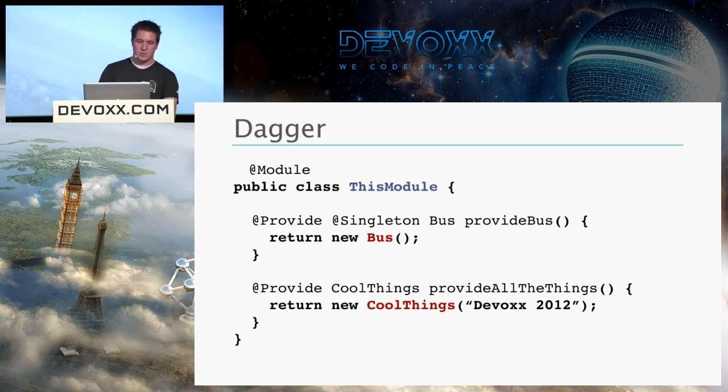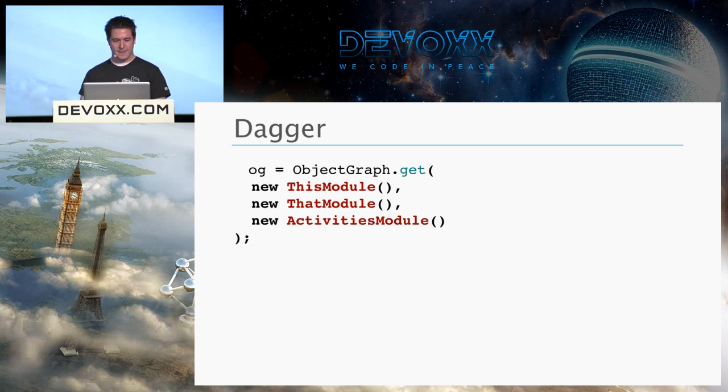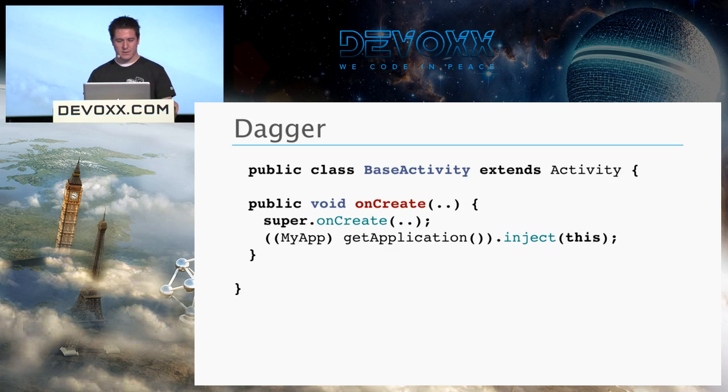If any of you have been exposed to dependency injection frameworks, you basically create modules which produce your dependencies. So here I'm creating a singleton bus with Otto, and then I'm providing some cool things. If I want to use these now, I have to set up my object graph, which is a graph of all the dependencies. So I add all the modules. I have this module I just created, I have that module, and then the activity module, which is the helper that I get.